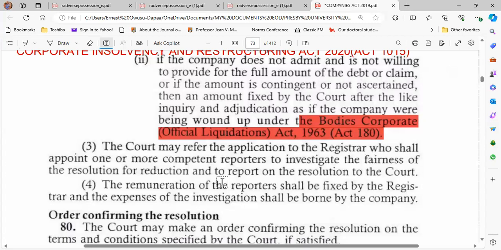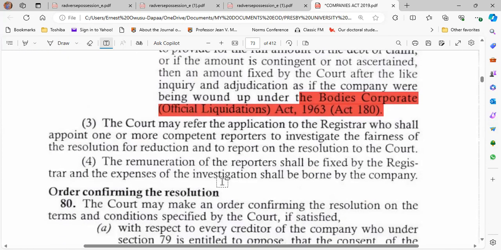So the Registrar of Companies appoints reporters to go into the company and examine its affairs vis-a-vis the resolution to reduce the stated capital, and report back to the court as to whether everything is fair or there is some unfairness, in which case the court may need to make the necessary consequential remedial orders.